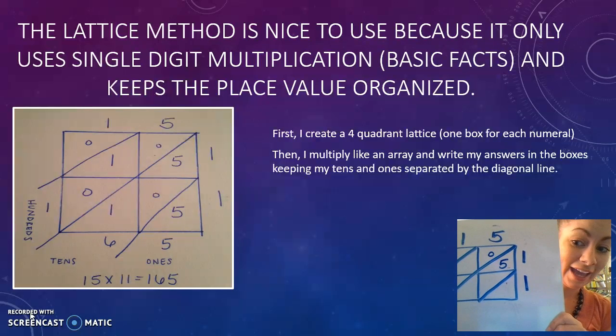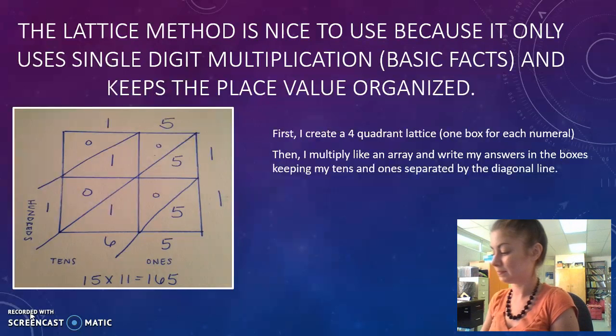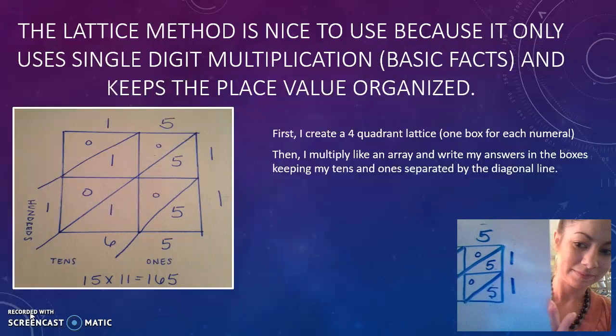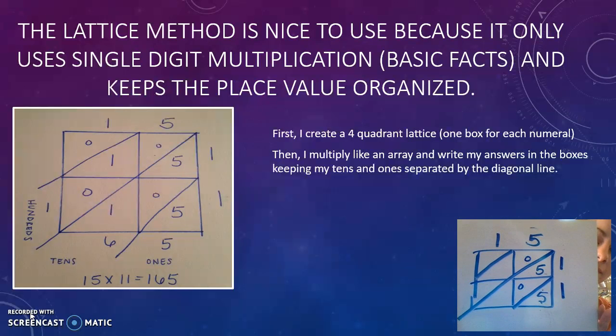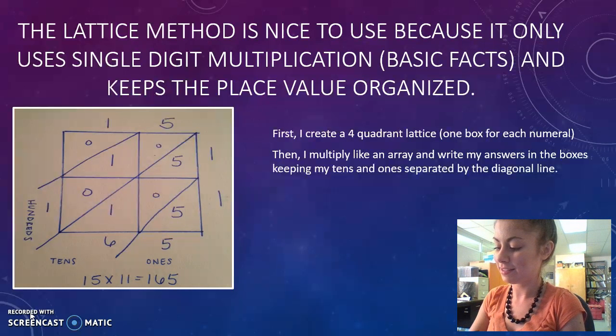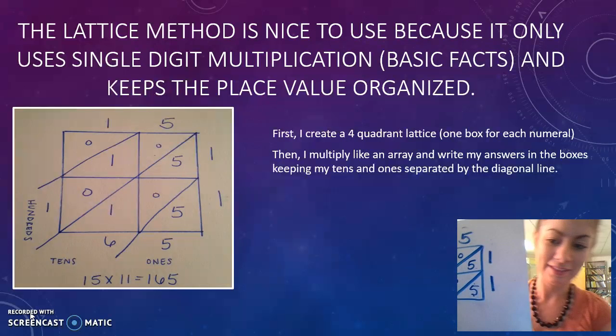And I'm going to do that again. 5 times 1, it's going to look exactly the same. 0 tens on the top, 5 ones at the bottom. Now 1 times 1, 0 tens, 1 one, and that's actually a duplicate as well.